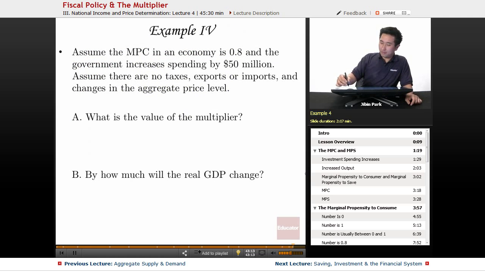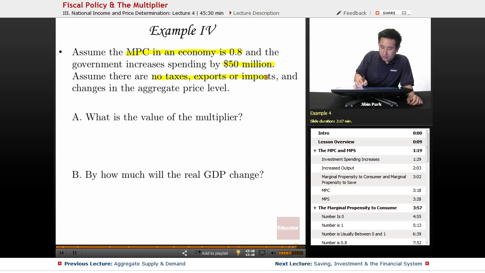And finally, the final example here. Again, let's work with some very simple math, being able to organize all this information that we've introduced today in a way that you can actually use simple numbers to get the figure that you want here. Assume that the MPC in the economy is 0.8. So the economy is spending 80% of their money, and the government increases spending by $50 million, which is definitely something that is going to help the economy. Okay, from a stimulus standpoint here.